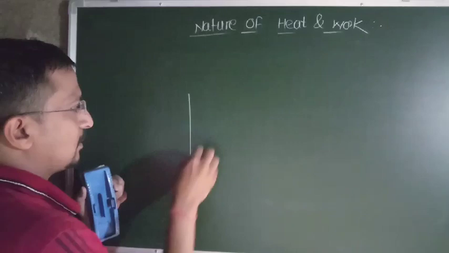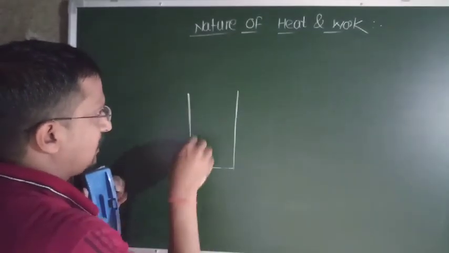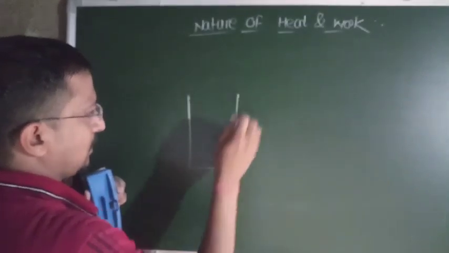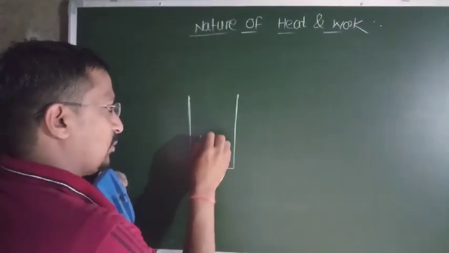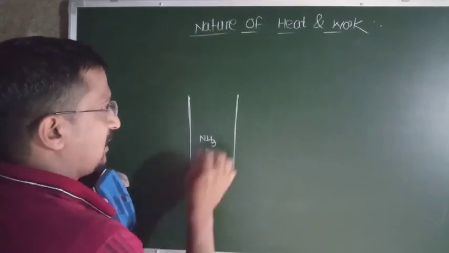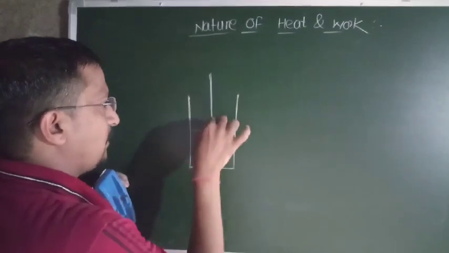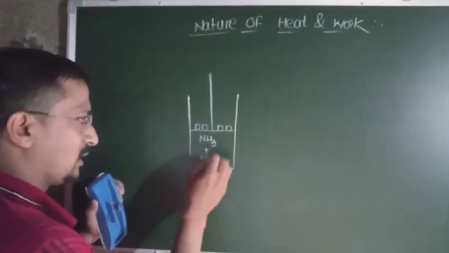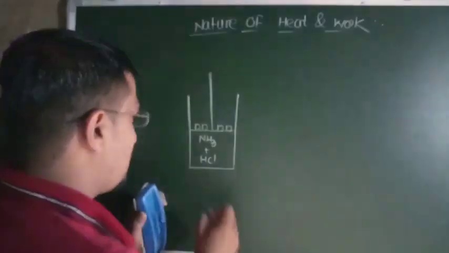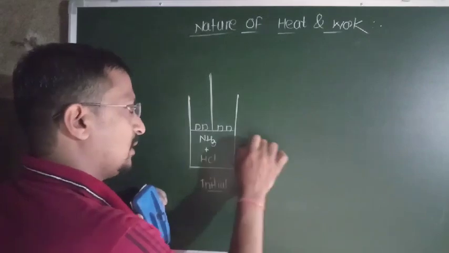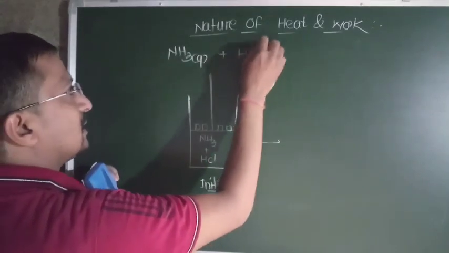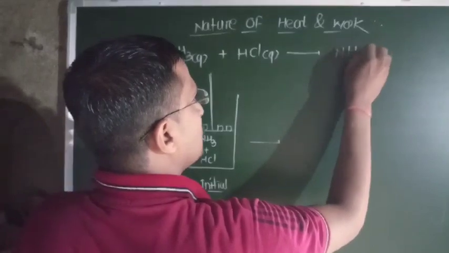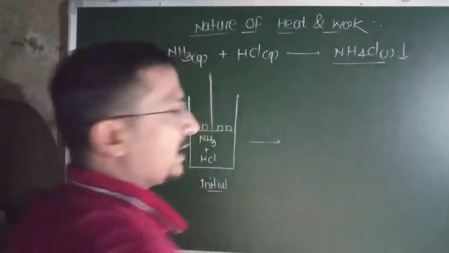Now suppose one more example. Suppose a cylinder is filled with ammonia gas and HCl gas, and it is fitted with a weightless, rigid, movable piston with some weight over the piston. So these are the gases, ammonia and HCl, in the initial state. After some time the reaction occurs: ammonia gas plus HCl gas simply adds to form NH4Cl solid, settling downward.